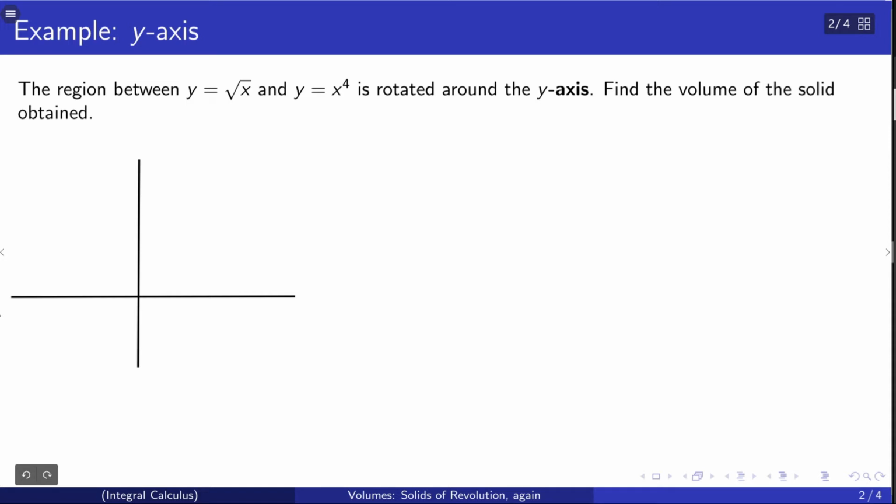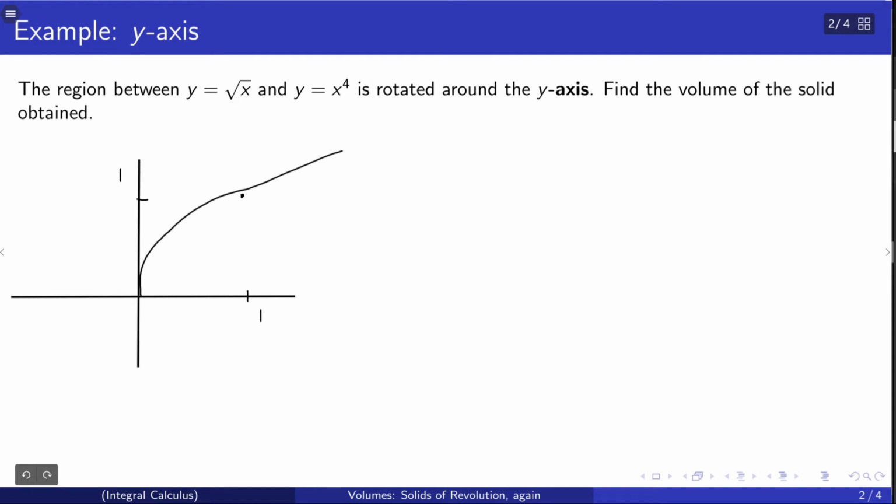So what does that look like? Well, let's draw the graphs first. We know that they'll intersect at the point (1, 1). And this is what the square root function looks like.